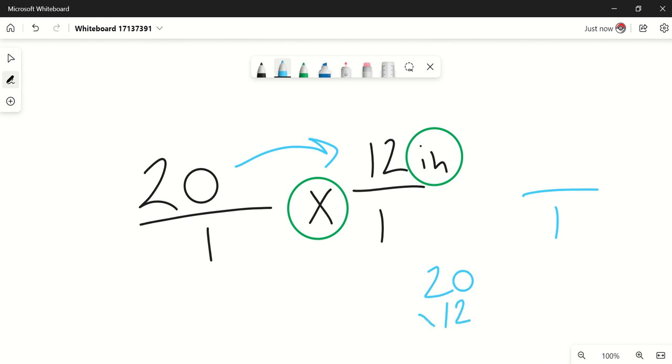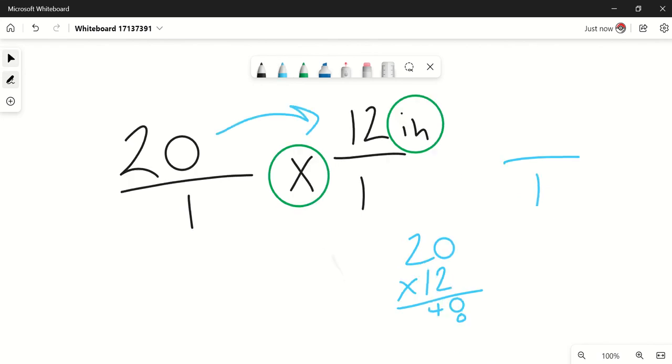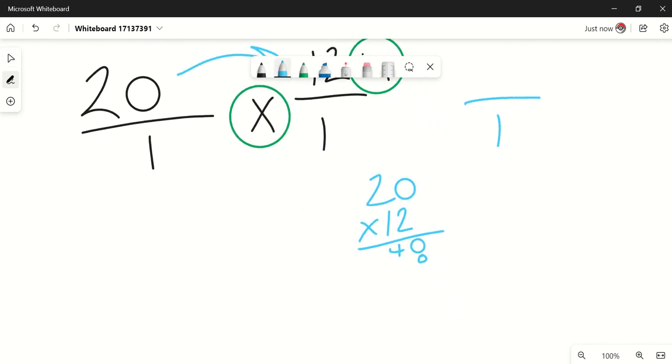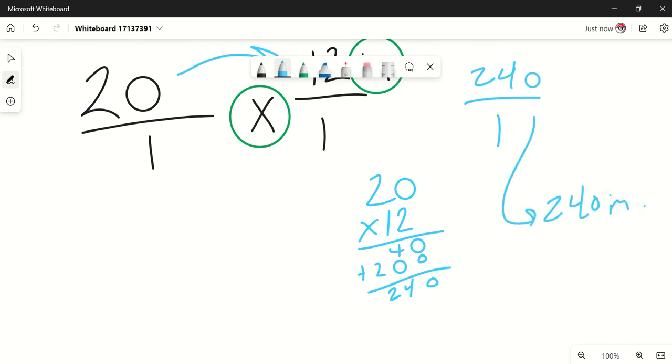I'm going to put 2 on the bottom. I know I should put 0 on the bottom, but it's fine. 2 times 0 is 0. 2 times 2 is 4. Placeholder is 0, and I'm going to move the screen up a little bit. 1 times 0 is 0. 1 times 2 is 2. This will become 240 over 1, which just means it's going to be 240 inches.